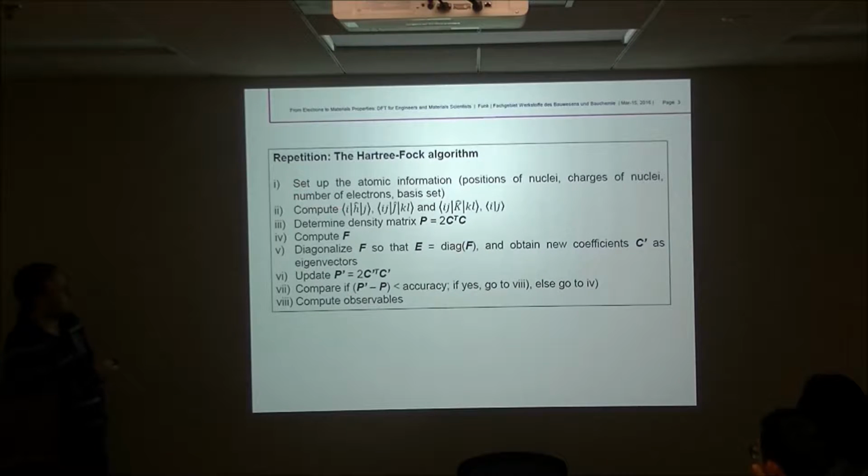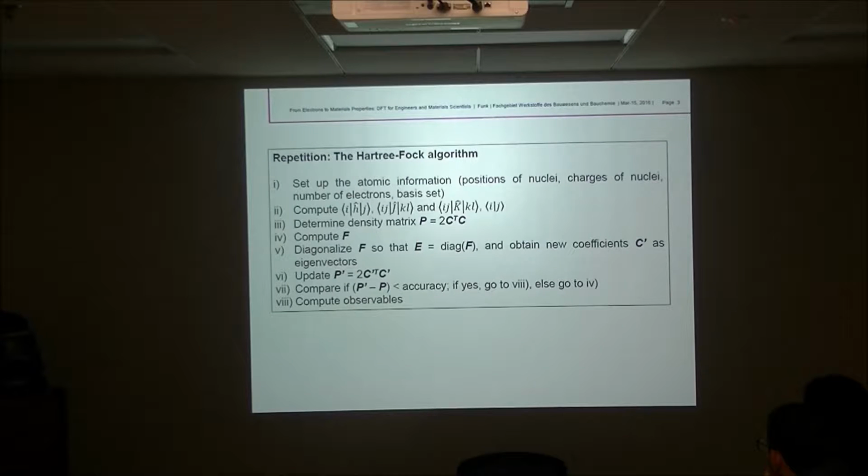Just to keep in mind how it works, we set up all our positions, our basis sets, whatever we have. We compute all the integrals with our basis functions. We determine our density matrix from the expansion coefficients, compute the Fock matrix, diagonalize the Fock matrix so that we get the energy eigenvalue matrix, new coefficients, and as the eigenvectors, update our density matrix, compare if it has converged. If yes, we compute observables. If no, we just repeat until we are self-consistent.